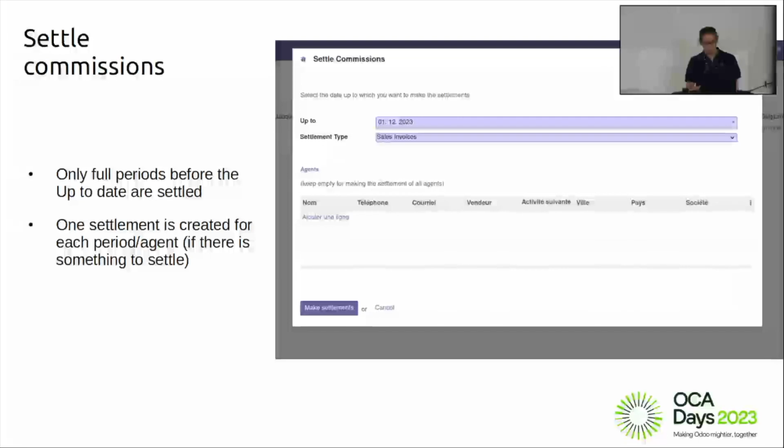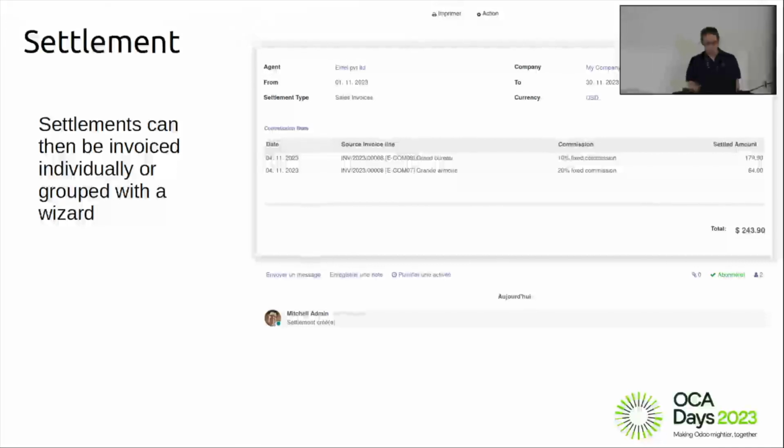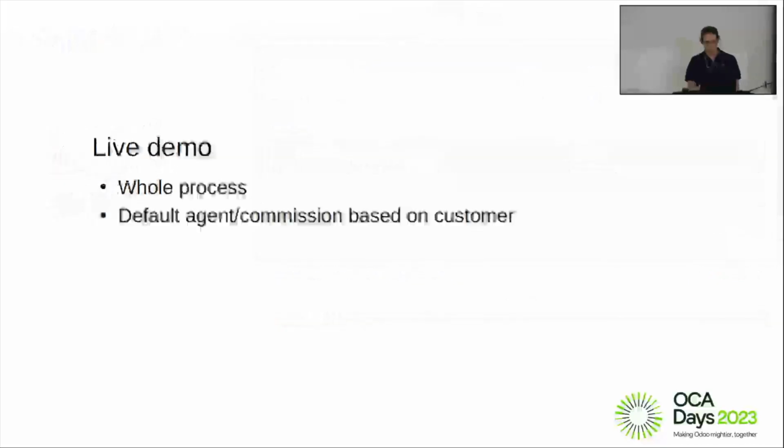Then, when you settle commissions, you have to choose a date, which has to be after the period you want to settle. And you can also filter agents if you only want a few of them, or if you want to settle all your agents, you just leave it empty. So it creates the settlement. A settlement is a record where you have date from, date to, depending on the period you define on your agents. And you find in there all the commission lines and where they come from. So there it's invoice lines. And you have the total amount, which you can then invoice. But I will show you this right now.